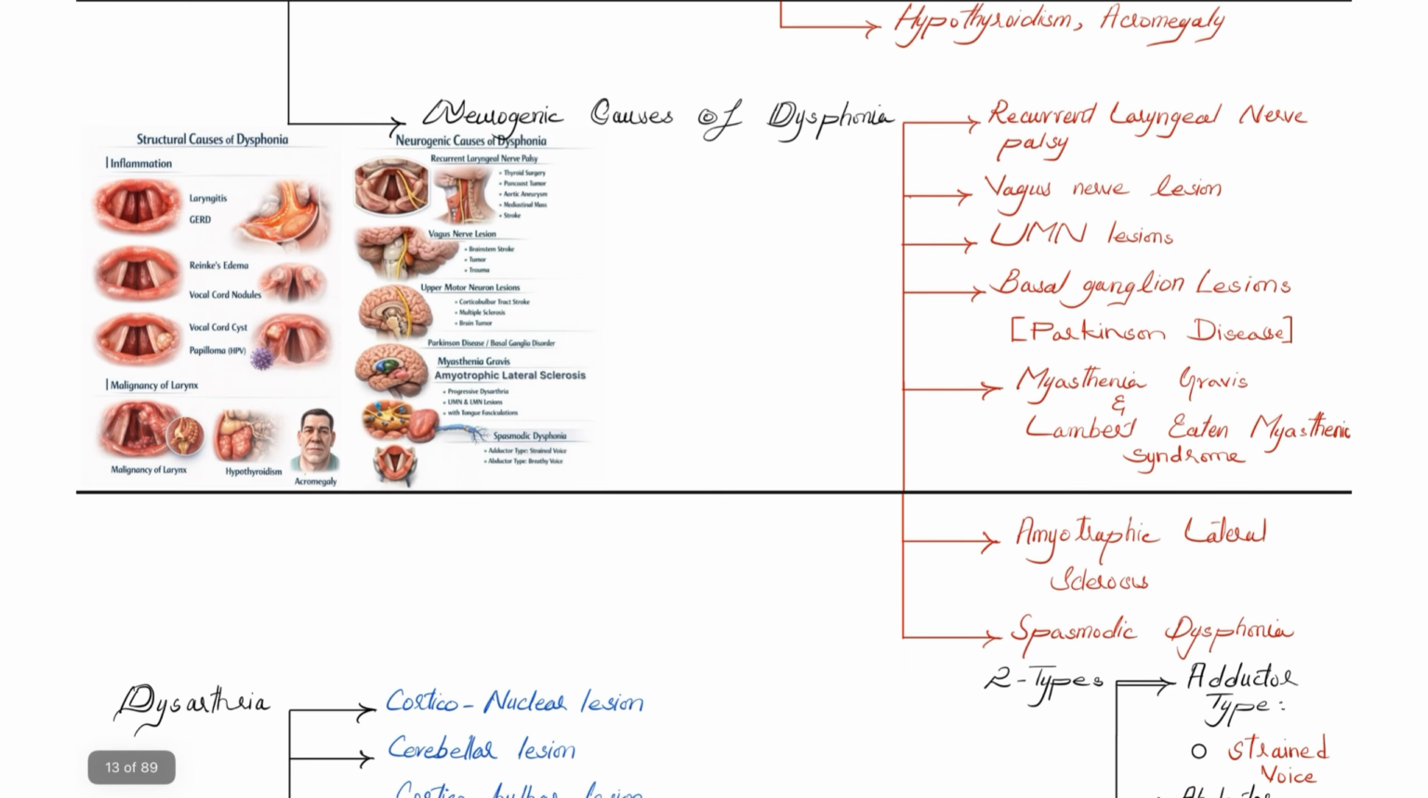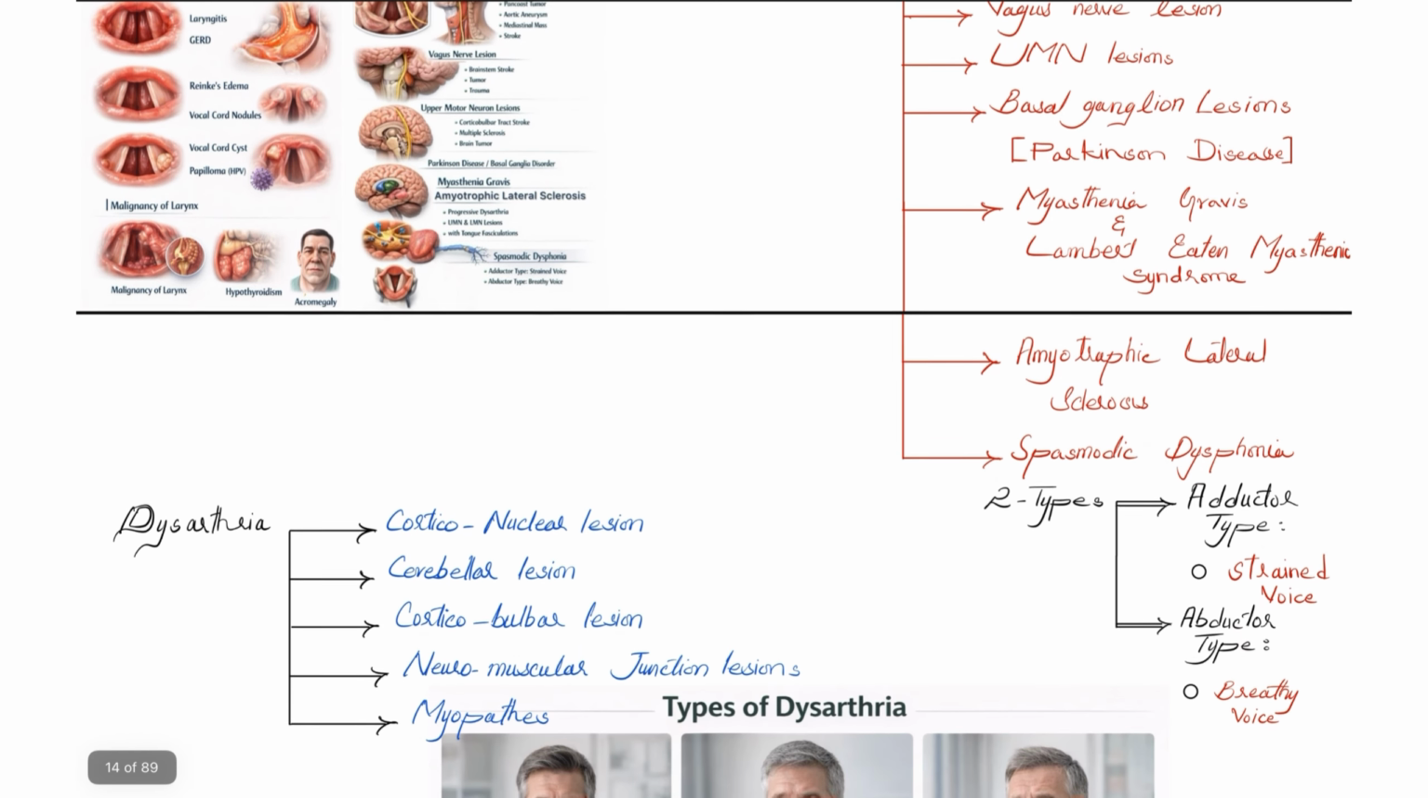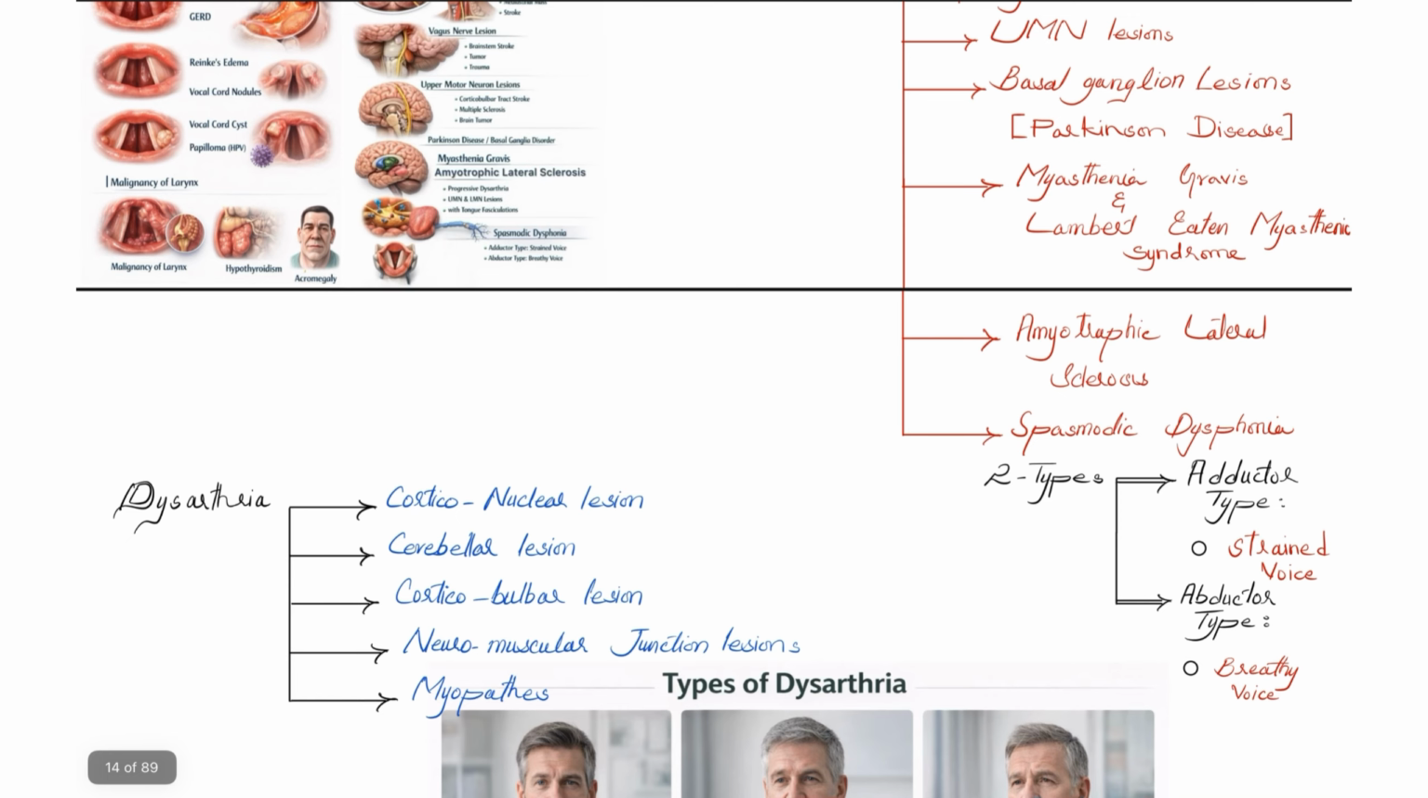Or dysphonia can be caused by spasm, it's called spasmodic dysphonia. If there is a spasm of adductor muscle, then the patient will have strained voice, and if there is a spasm of abductor muscles, then the patient will have breathy voice because the vocal cords are completely open, and in case of adductor, the vocal cords are completely closed.